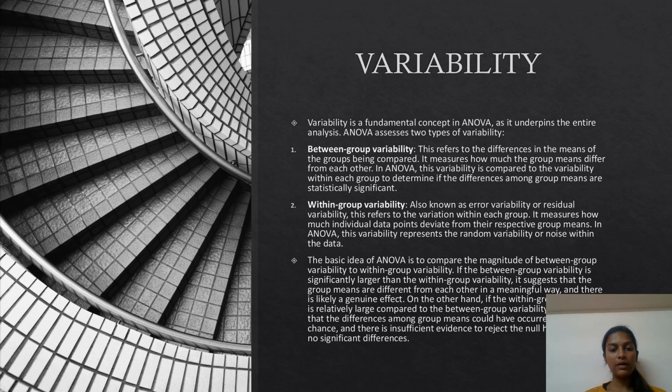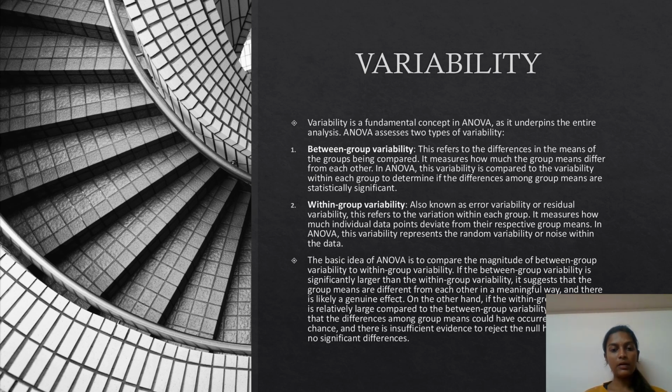This refers to the variation within each group. It measures how much the individual data points deviate from their respective group means. In ANOVA, this variability is attributed to the random variability or noise within the data. The basic idea of ANOVA is to compare the magnitude of between group variability to within group variability.